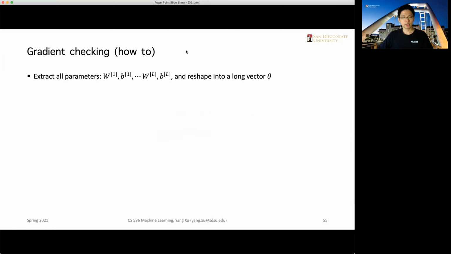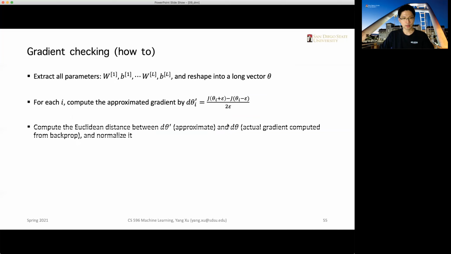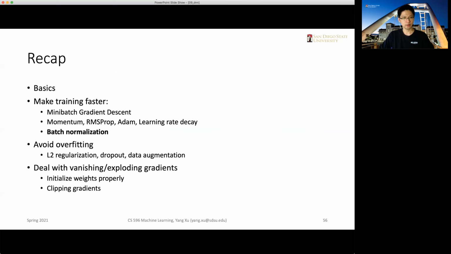In practice, this is a technique that is useful if we want to implement something in NumPy. But I don't think people nowadays use it a lot, because we have frameworks like PyTorch that automatically handle the gradients for us. So I'm going to skip this real quick.